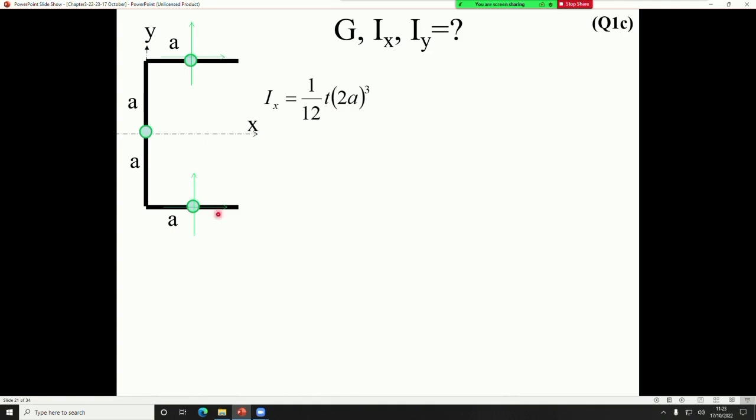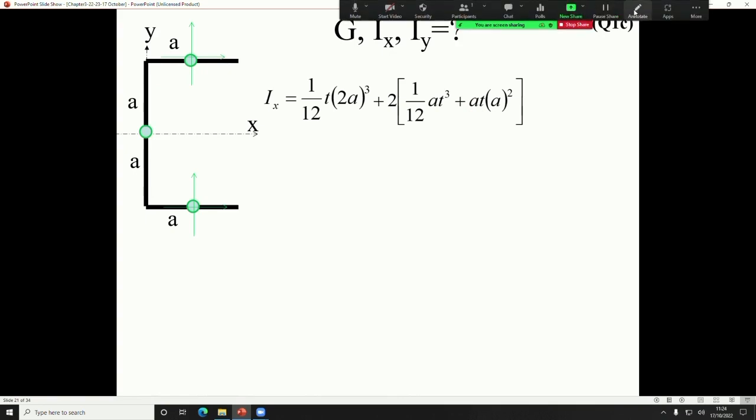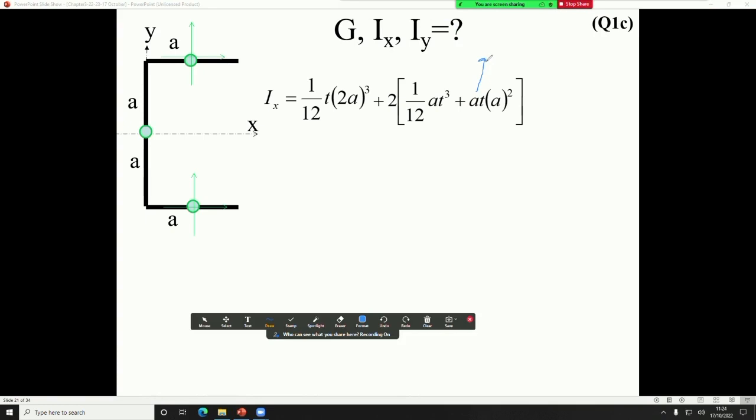Now we move on to the horizontal panels. So first we start with its own local axis. With respect to its own local axis, Ix is equal to 1 over 12, B, which is A, height, which is T. So it's 1 over 12, A T cubed. But because this is offset from the x-axis by the value of A, the area is A multiplied by T. I write it down for you. So this is the area of the panel. And what was the equation for the parallel axis theorem? Area times y bar squared. So the perpendicular distance is A, which is this distance.